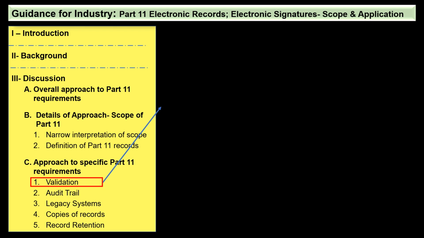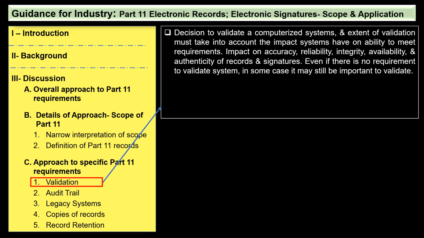Moving to the approach specific Part 11 requirements, first, there is some discretion with reference to these 5 requirements that we have seen. We'll first look into validation. The decision to validate a computerized system and the extent of validation must take into account the impact the system has on the ability to meet the requirements. It should also consider the impact on the accuracy, reliability, integrity, and availability of the records and signatures. Even if there is no specific requirement to validate a system, in some cases it may still be important to validate that particular computerized system.